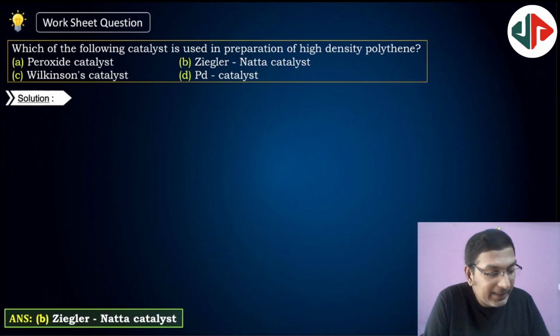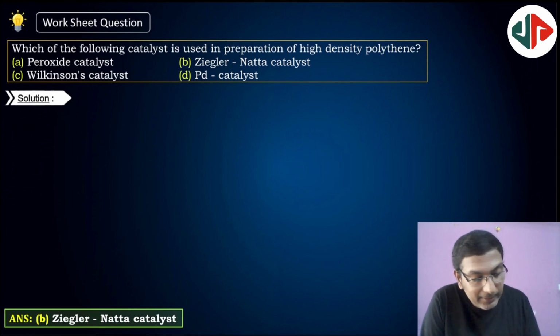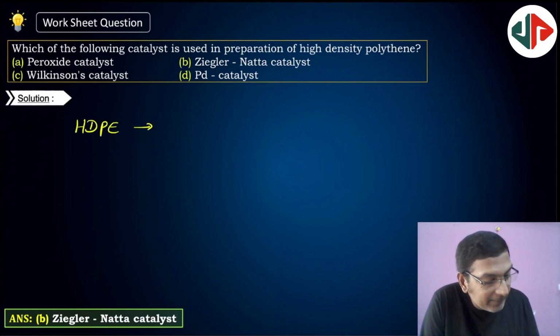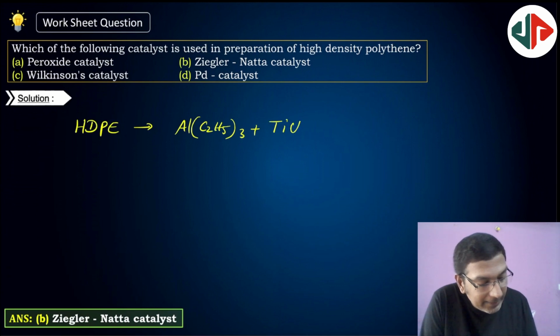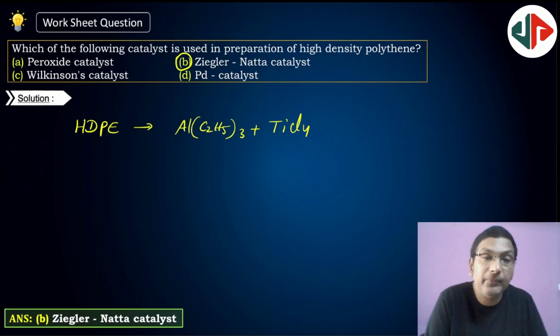Which of the following catalysts is used in preparation of high density polyethylene? So simply Ziegler-Natta catalyst. High density polyethylene preparation, Ziegler-Natta catalyst. That means triethyl aluminum plus titanium tetrachloride. Option B simply. Next.